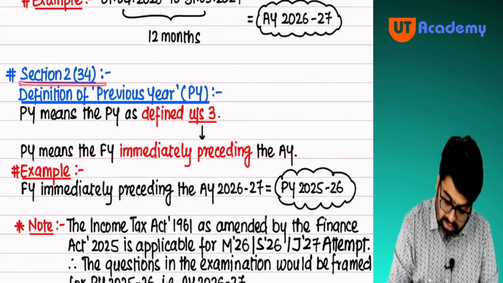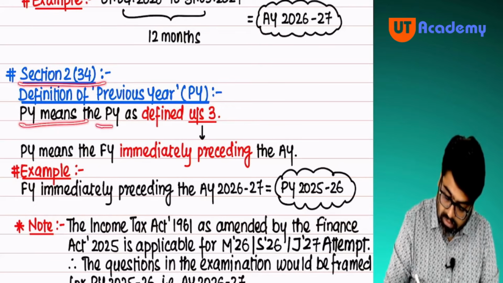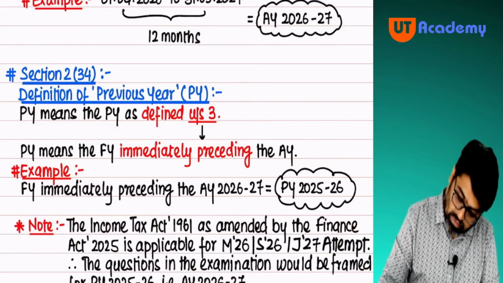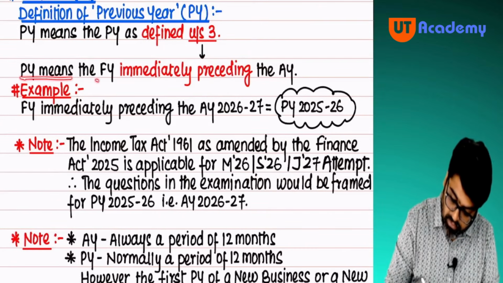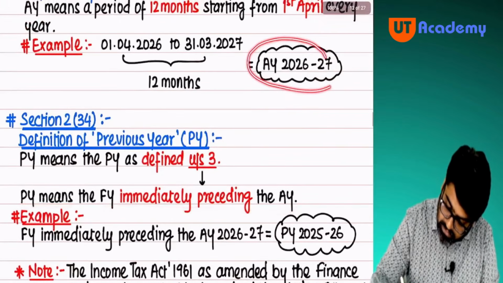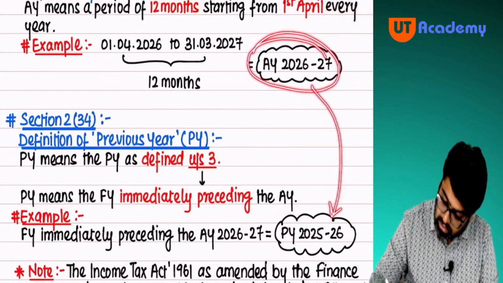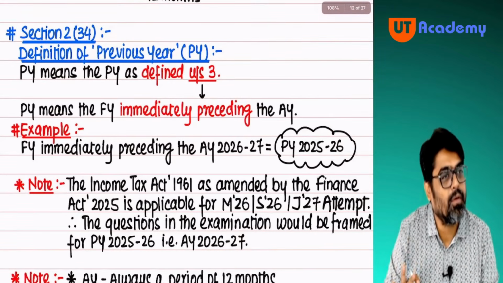So, previous year is defined in section. Previous year means the previous year as defined under section. So, now you are supposed to come to section number. Section number 3 says that previous year means the financial year. So, what was your assessment year? So, the financial year preceding to this year, which will be normally a period of 12 months.